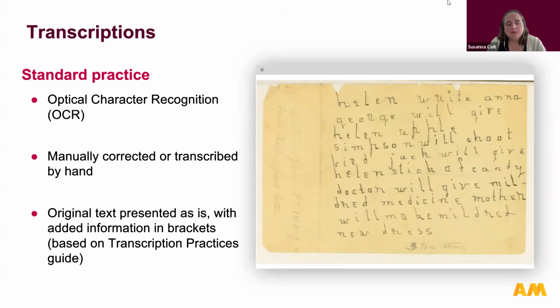The original text is presented as it appears with added information in brackets based on our transcription practices. We generally don't do things like line breaks because it doesn't usually matter or influence the content, and it can make things difficult for screen readers. So that's one formatting change that we make, but text is transcribed as it appears otherwise.